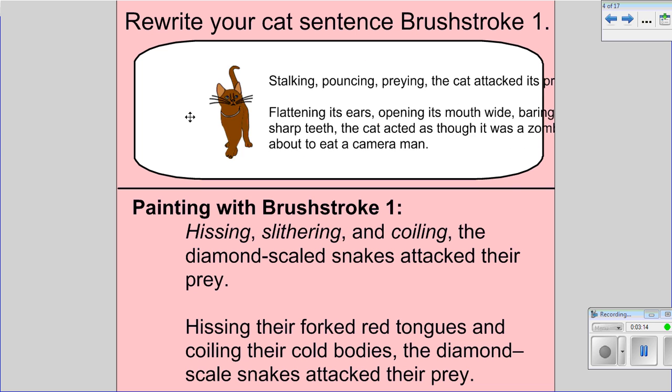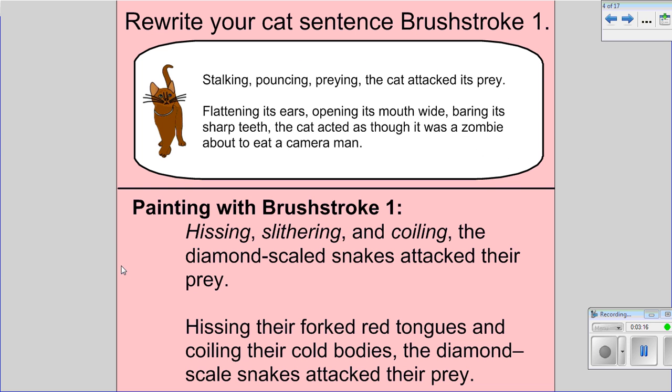All right, here are examples of brushstroke 1 with our cat sentence. Stalking, pouncing, preying, the cat attacked its prey. Here's another example: flattening its ears, opening its mouth wide, baring its sharp teeth, the cat acted as though it was a zombie about to eat a cameraman.